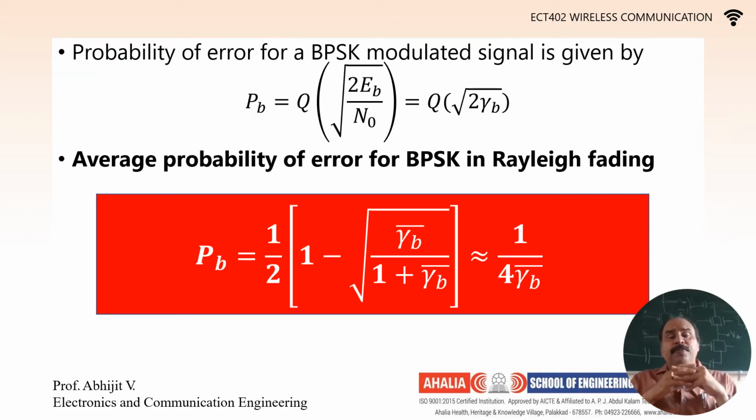The probability of error for a BPSK modulated signal is thus given by PB equal to Q root of 2 Eb by N naught, which is equal to Q root of 2 gamma B. So the average probability of error for BPSK in Rayleigh fading is given by PB equal to 1 by 2 times 1 minus root of gamma B by 1 plus gamma B, which is approximately equal to 1 by 4 gamma B.